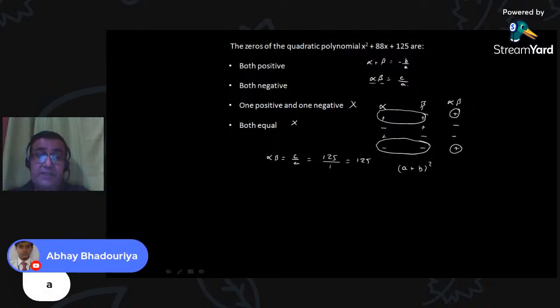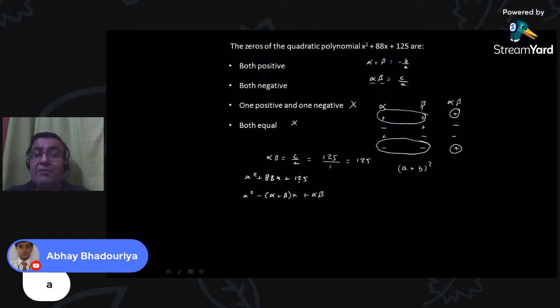Abhay says that both should be positive. Okay, let's see. So we've got x square plus 88x plus 125. We also know that it can be written as x square minus alpha plus beta times x plus alpha beta.